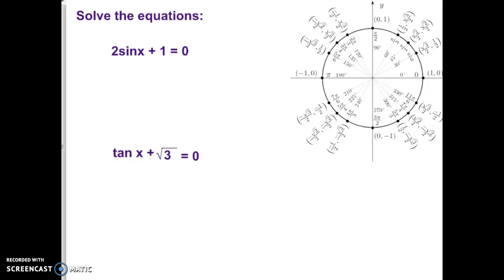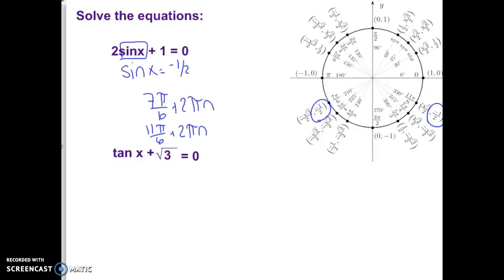Okay, let's solve this equation. Let's see if you can do this example. All right, now that you've tried it, I'm going to get sine x by itself. Sine x equals negative 1/2. I need to find where the sine value is negative 1/2. And that would be 7 pi over 6 and 11 pi over 6. And those both repeat every 2 pi n. So these would be my values of theta.